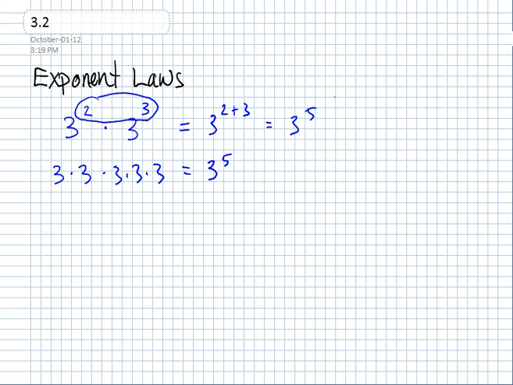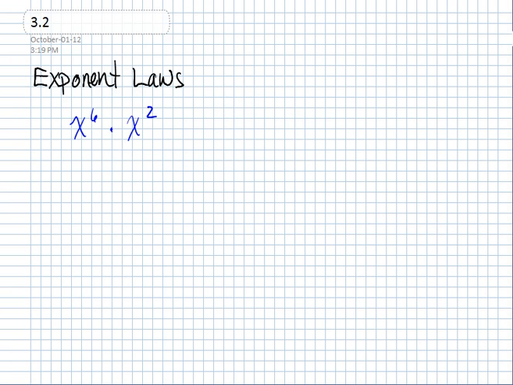Okay? And that applies also when your base is not an integer, but a variable. Like, for example, x to the power of 6 times x to the power of 2. So just like before, when we are multiplying powers with the same base, keep the base the same and add the exponent like that. Okay, so really quickly, you don't have to write it down, but just say it in your head. I'll give you 3 seconds to figure out what the answer to these questions are. Go.